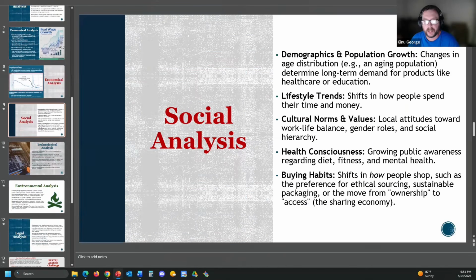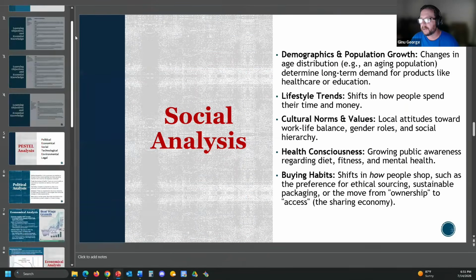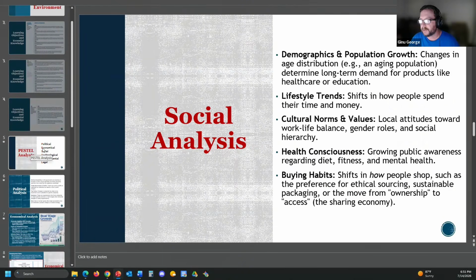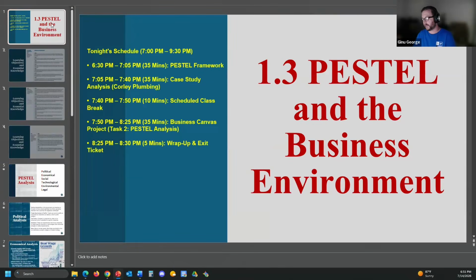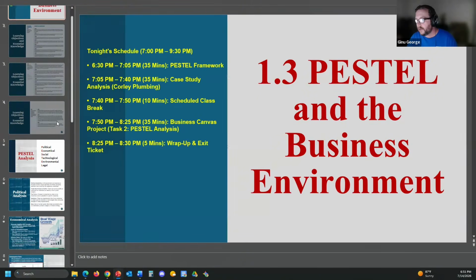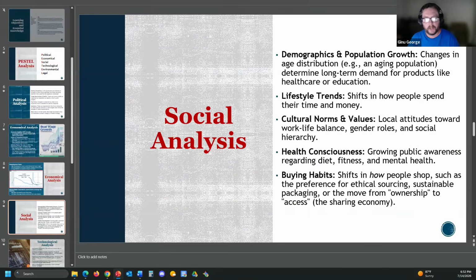A little bit of social analysis here. So if we're just looking at our next, I should put this everywhere: political, economic, and now we're on to social. I didn't mean to click that. Social analysis. So let's look through this. On the letter S, social factors. These are cultural, demographic trends that dictate what consumers want and how they behave.